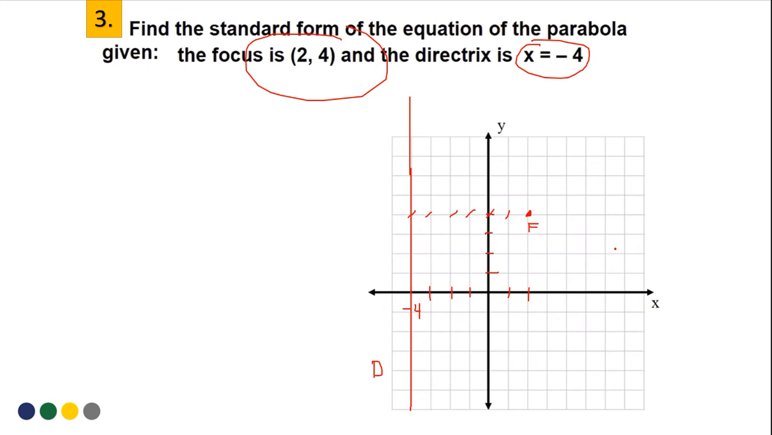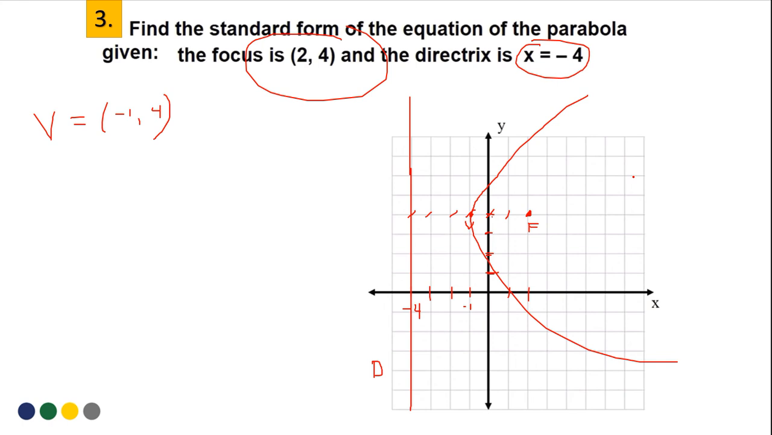Saan ko ilalagay yung vertex niya? Negative 1, 4. Tingnan nga natin. This is negative 1, 1, 2, 3, 4. So, dito daw yung vertex. So, this is our vertex. That is negative 1, 4. Very good. Kasi yung center niya is midway, kaya center. So, ganyan po yung ating graph.